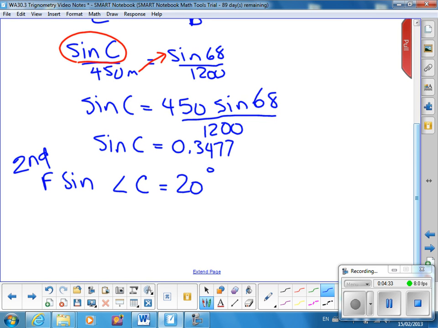So when you use the second function button, the number that you see in the screen is going to be the angle size.